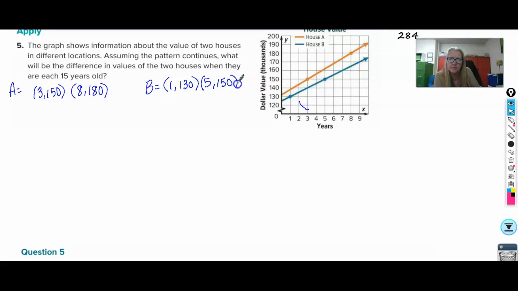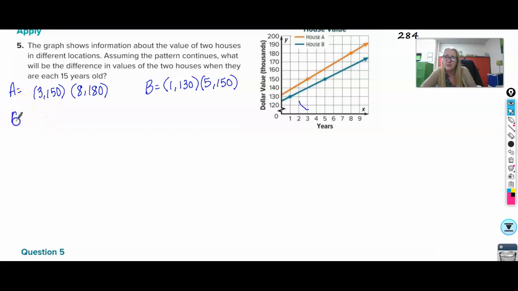Okay, so we need to get an equation for both of these guys, and then we need to use the equation to answer the question. We have to figure out how much they're going to be worth in 15 years, and then answer which one was worth more and by how much. It's got some work ahead of us. So hope you're in a comfortable seat because this is going to take a minute.